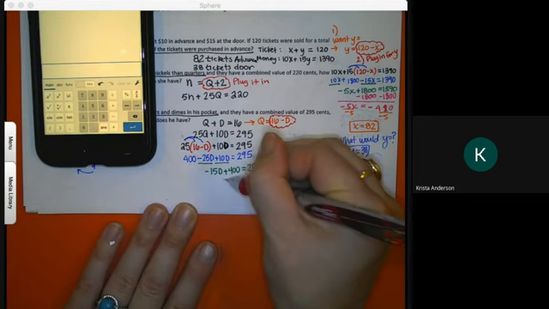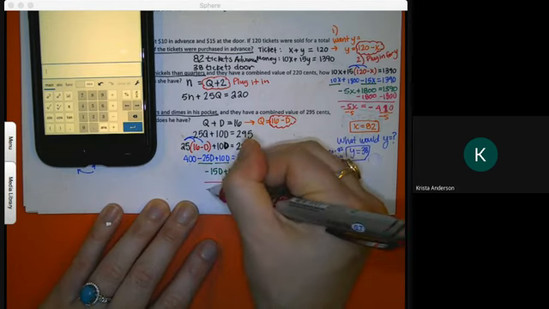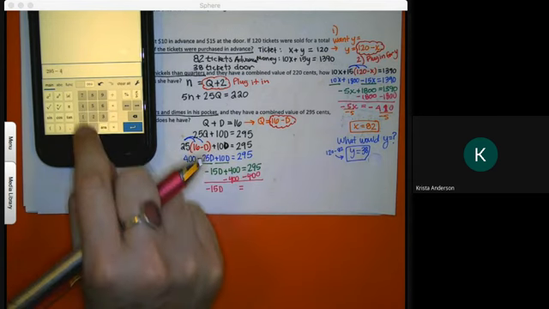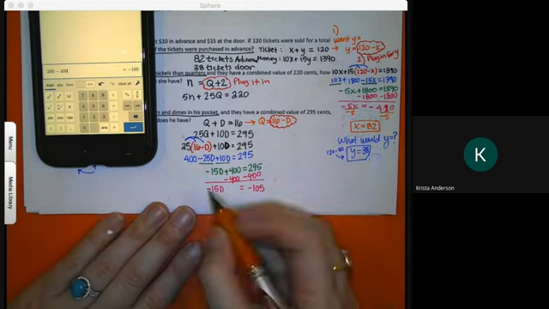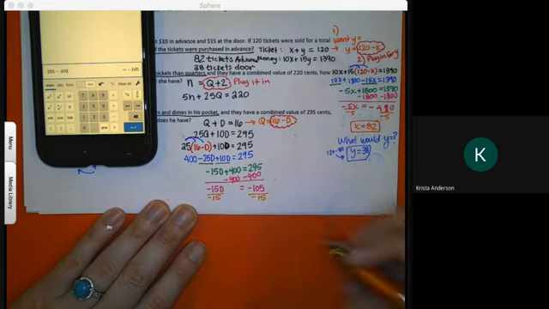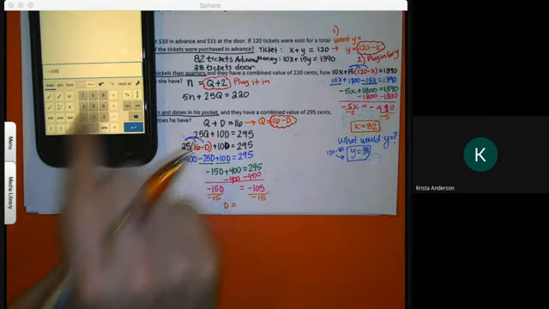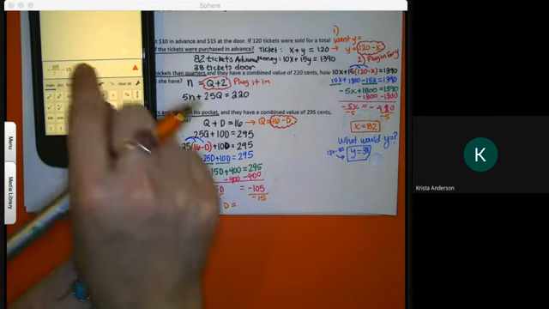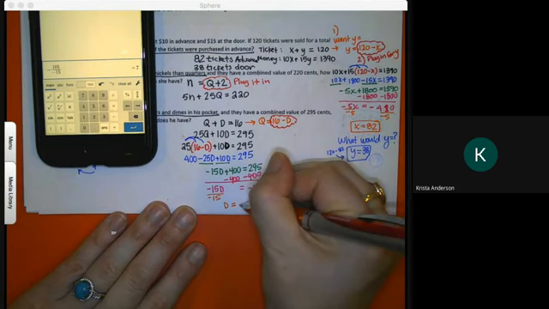We then subtract the 400. Negative 15D is equal to 295 minus 400. We then divide it. And my number of dimes, negative 105 divided by negative 15, is 7.